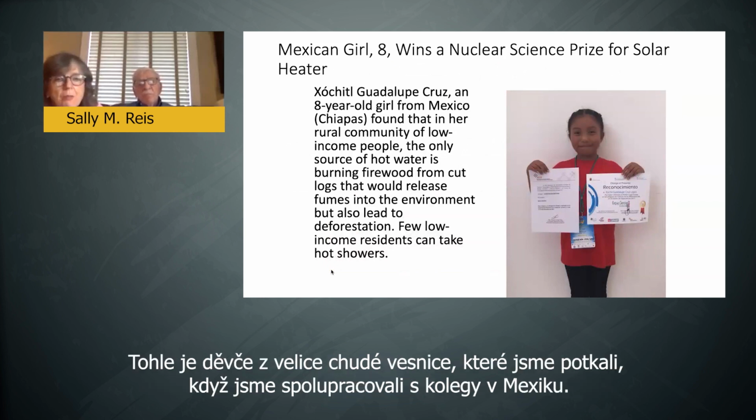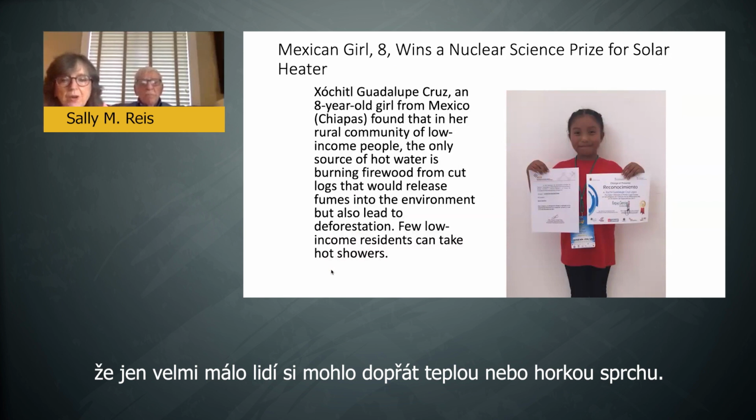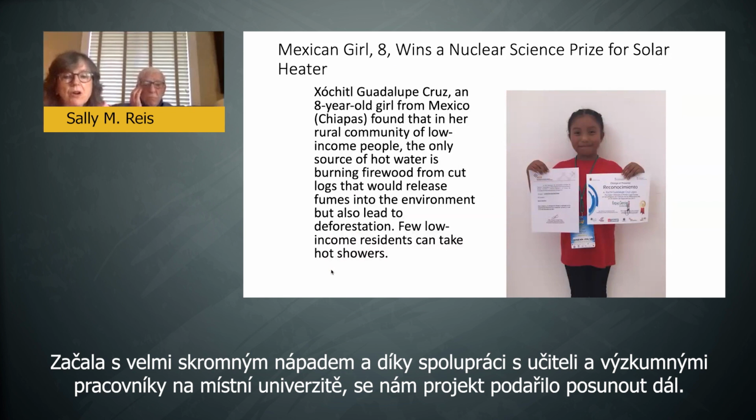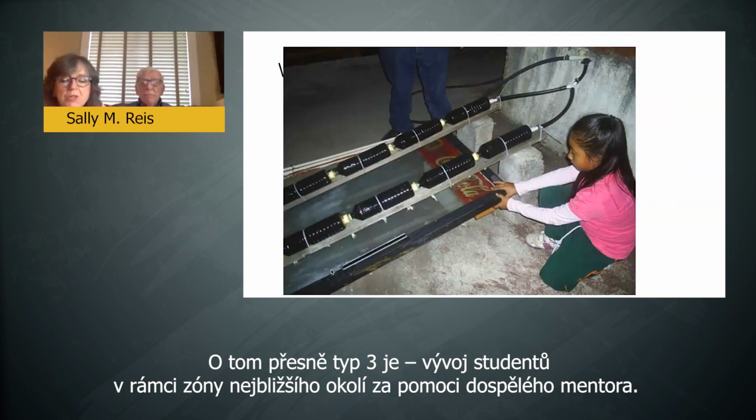This is a young girl from a very poor village in Mexico that we met when we were in Mexico working with our colleagues there. And she had actually invented a low-cost solar water heater because there had been so much deforestation in her area. Very few people could take warm or hot showers. And so she started with a very modest idea, working with teachers and research scientists at a local university. We were able to move that up. That's what type 3 is all about.